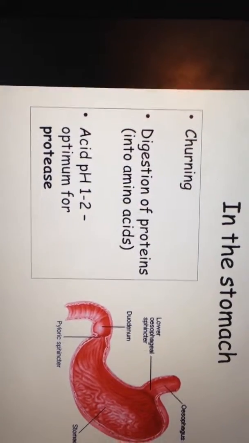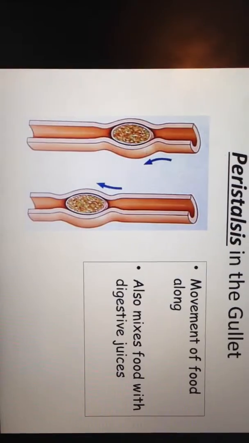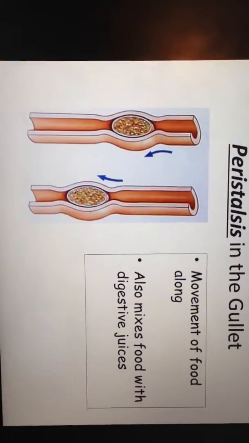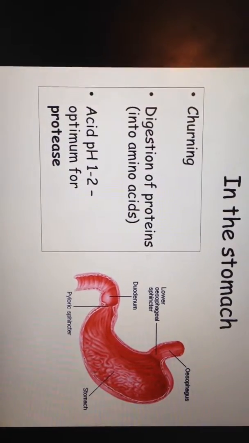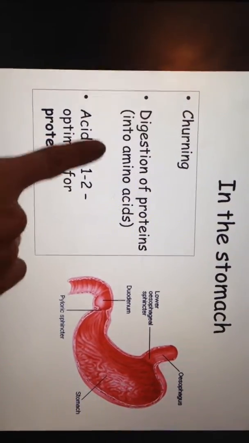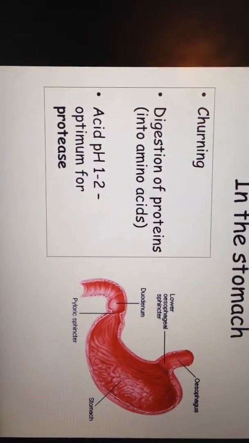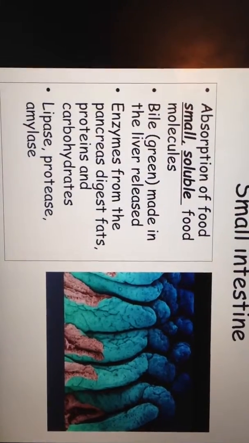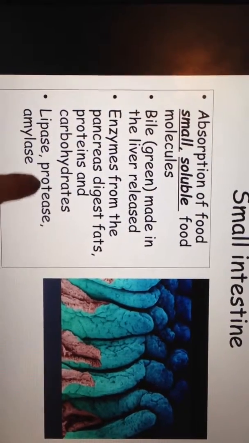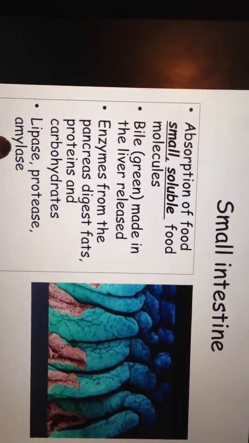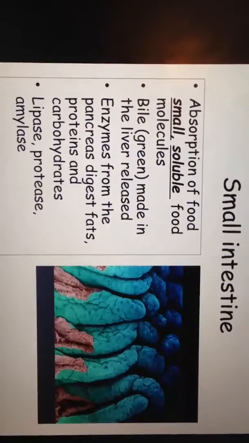This is recapping. So we've got the mouth, and then you can see the peristalsis going down the gullet that I showed you before on the animation. The stomach, we talked about the proteins being broken down into amino acids. The optimum pH is acidic. Food goes into the small intestine. And so there's three enzymes working here. Works in an alkaline pH.